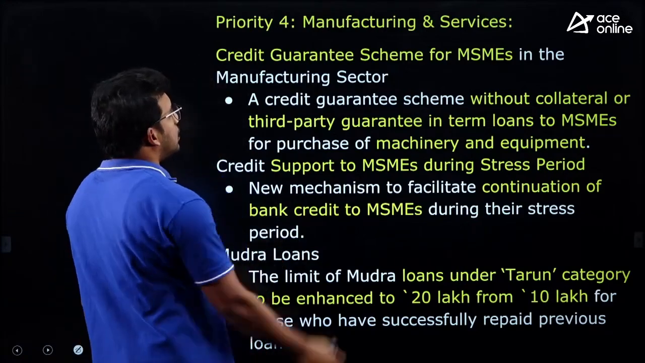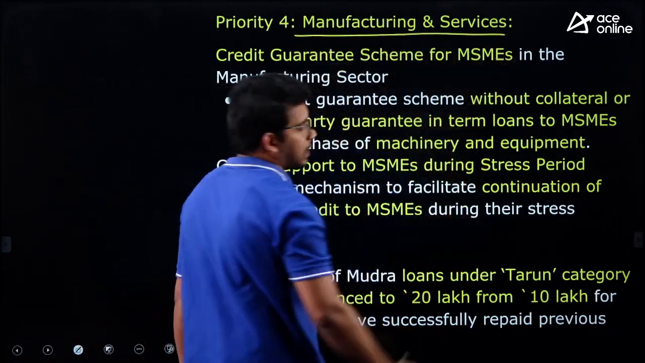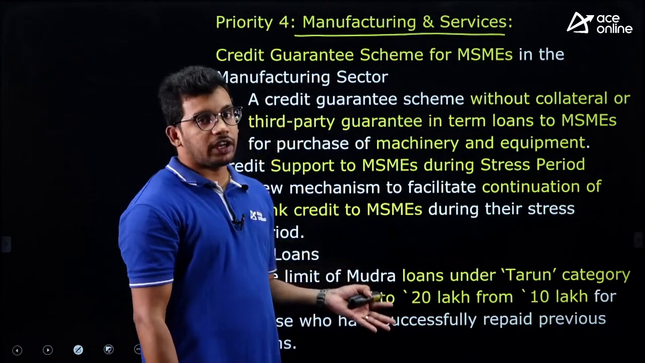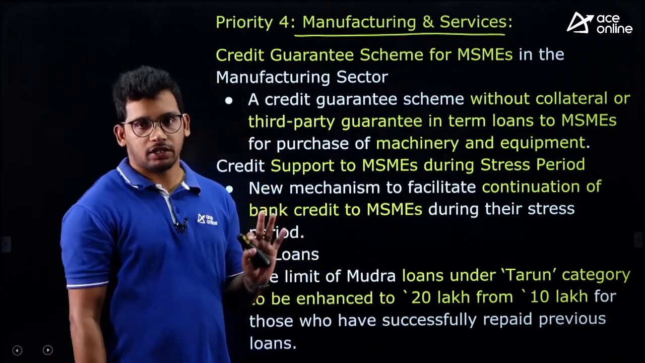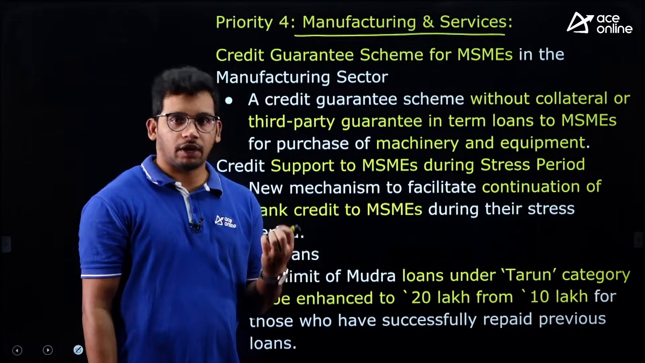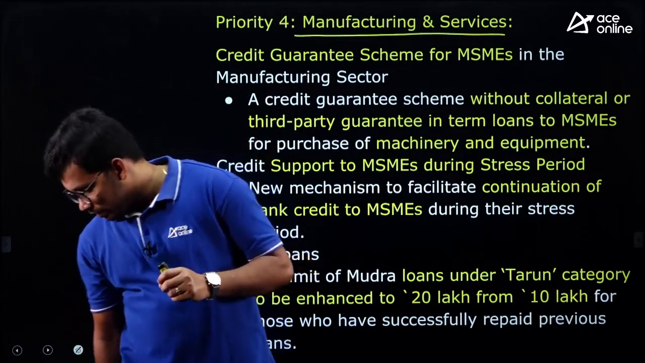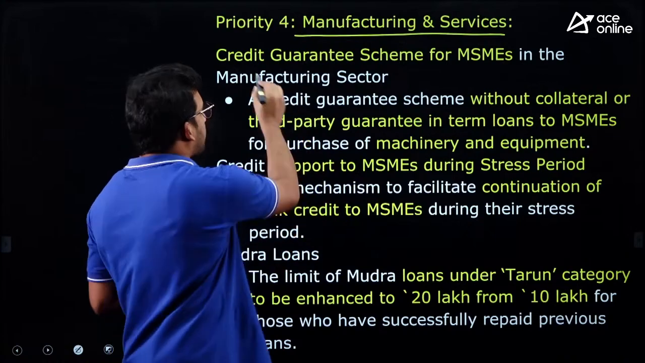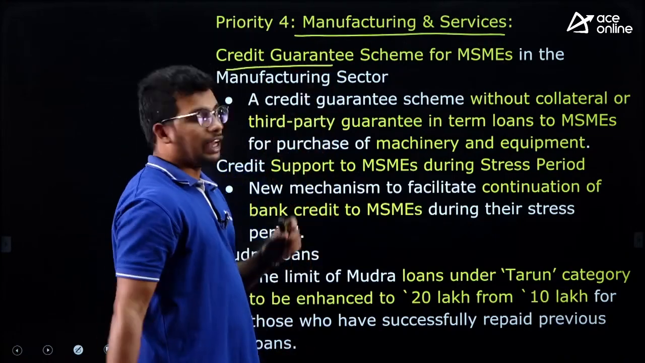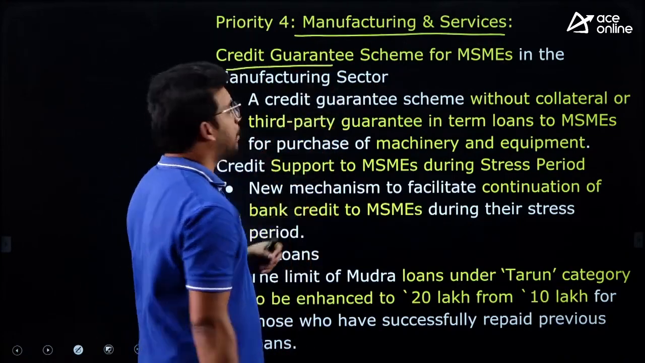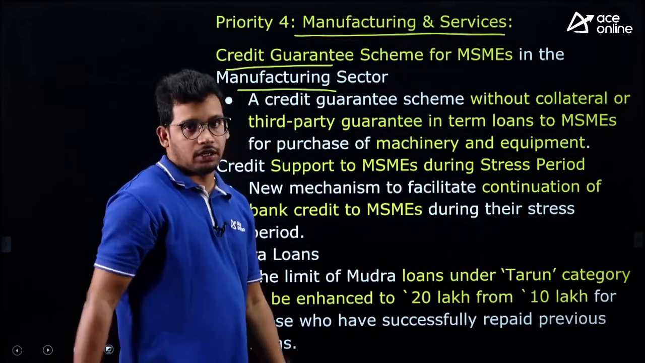Next priority is manufacturing and services. Manufacturing as well as services, the government wants to encourage this to achieve a developed nation. For that purpose, the first initiative is a credit guarantee scheme for MSMEs in the manufacturing sector.